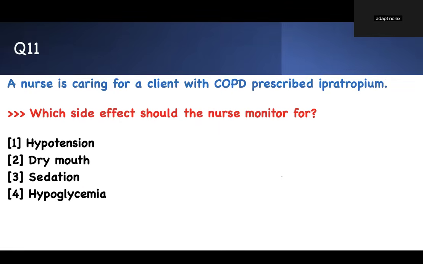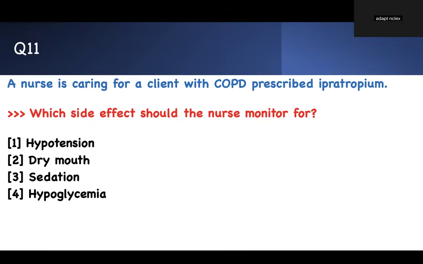Number 11, once again, are you keeping track of it? How many questions have you had? Do you remember all these medications you've seen and the key fact about them? And then caring for a client with COPD prescribed Ipratropium. This is an anticholinergic. What is it used for? Fast acting. Therefore, used in acute situations.